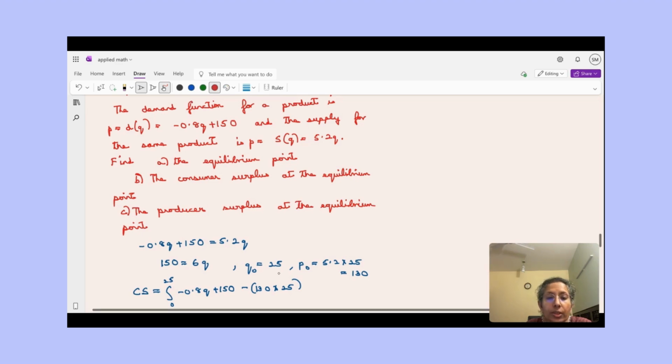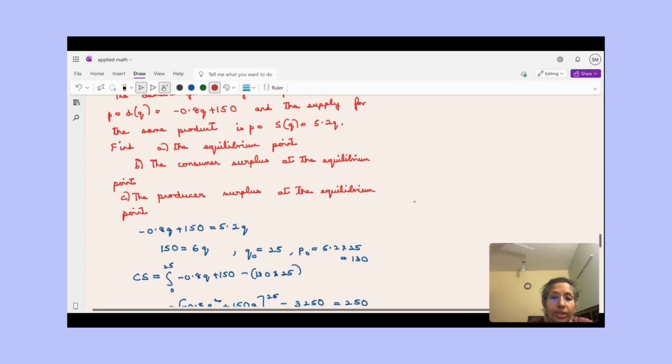So q naught is 25, and substituting in one of these equations, P naught will be 5.2 into 25, which is 130. So the equilibrium point is P naught is 130, Q naught is 25. Find the consumer surplus at the equilibrium point.